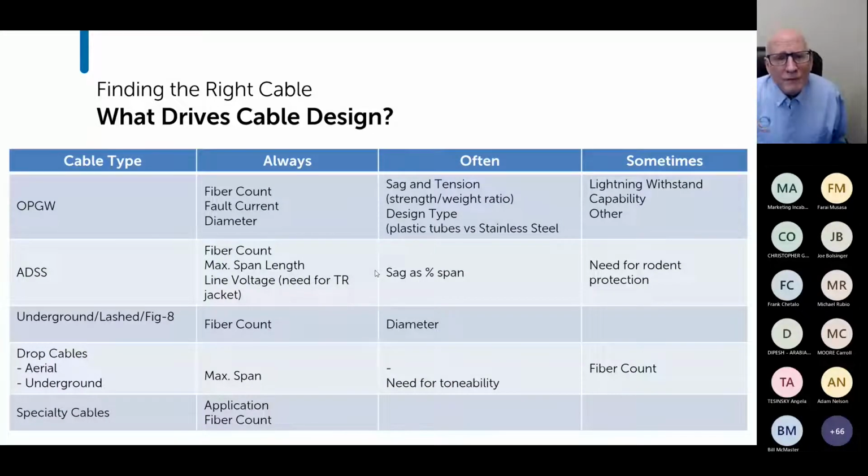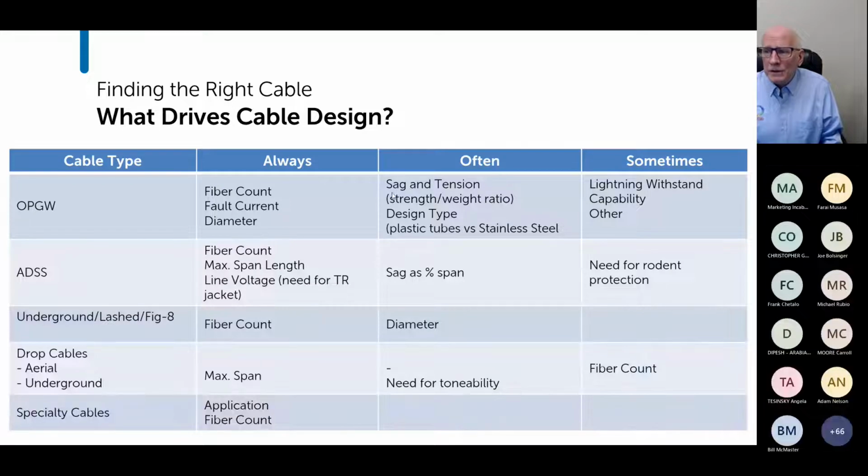So what drives cable design? When it's OPGW, the fiber count, the fault current, and the diameter always are driving your cable design. How big it ends up being is a lot of it has to do with the metal that you need to get the fault current that you've been asked to do. Diameter requirements, in my humble opinion, shouldn't drive cable design, but they often do because a customer has been using a certain size cable, whether it was a conventional cable or another OPGW from years ago or whatever, and they want to stick with the same diameter. And of course, the fiber count itself.